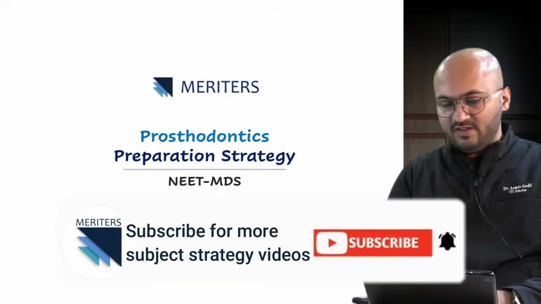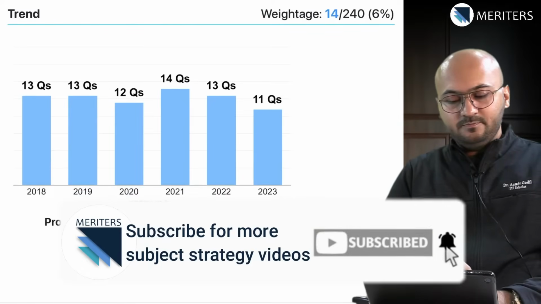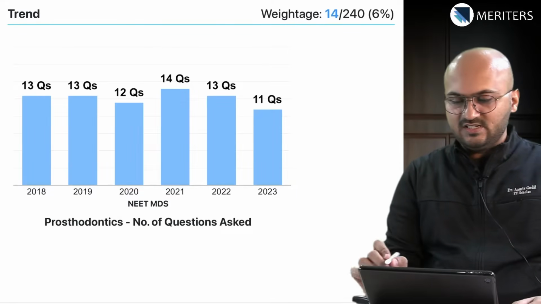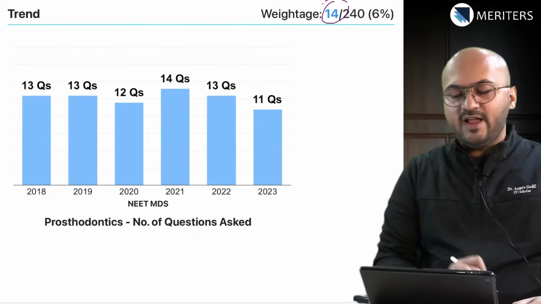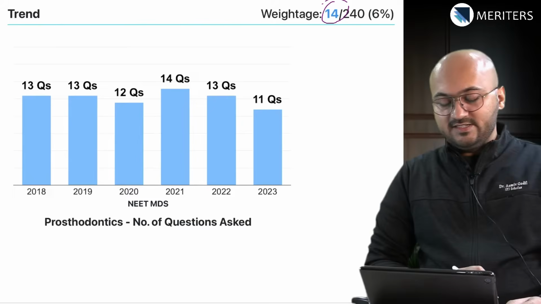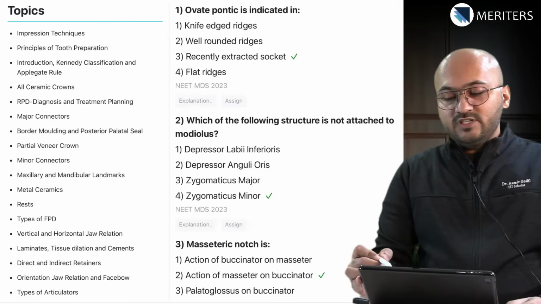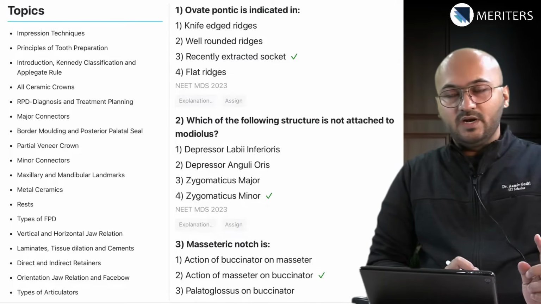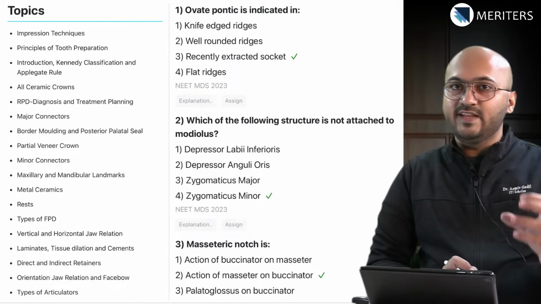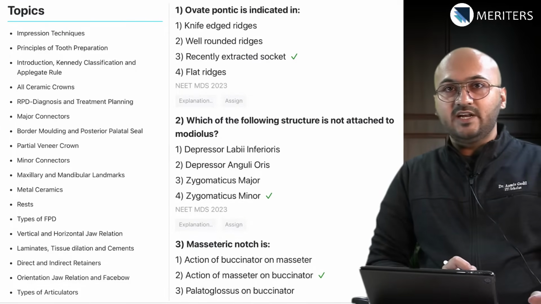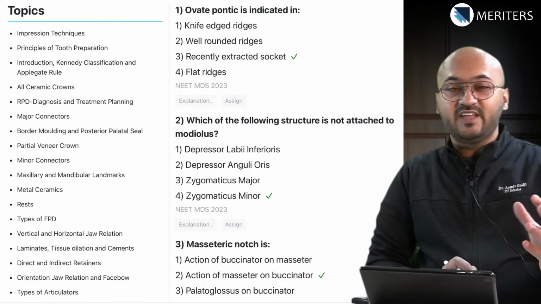Now, when we look at previous year's trend, there has been more or less an average of 14 questions which is designated to Prostho, and like I said, you will see a lot of these questions appearing in dental materials as well. Now, a lot of students fear Prostho because they think it is technically very difficult to understand. But remember that FPD has very limited content and is very easy to grasp. Partial dentures, once you watch the videos, is very easy to understand.